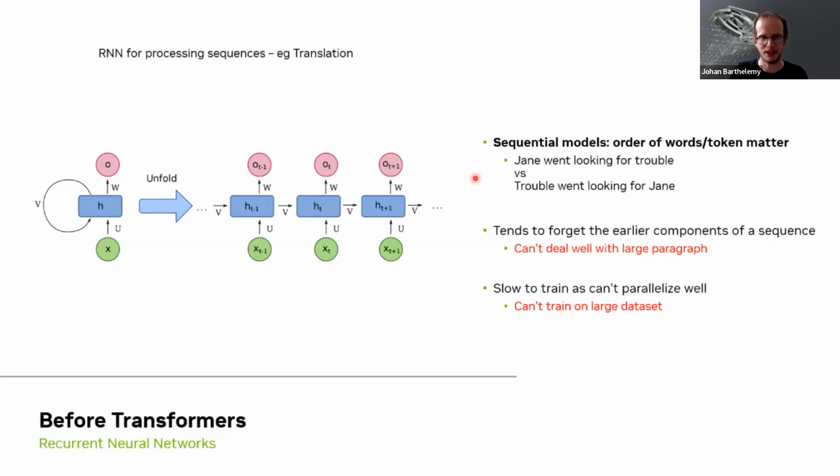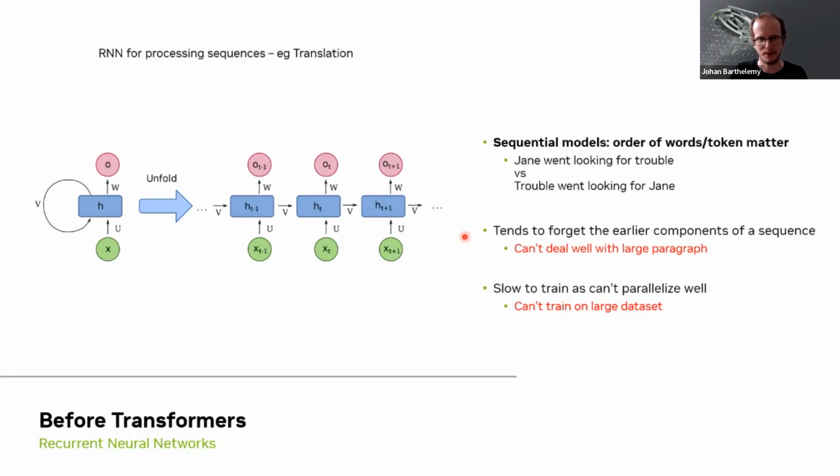The challenge with RNNs is they tend to forget quite quickly the earlier components of a sequence. So once the AI is analyzing "trouble" here, maybe it forgot that it was Jane that was looking for trouble. That's a bit annoying, a bit tricky when you play with RNNs. Whenever you've got a very large paragraph or a very large sentence, RNNs are not well suited for that. There are different flavors of RNNs, like gated recurrent networks or LSTM, long short-term memory networks.